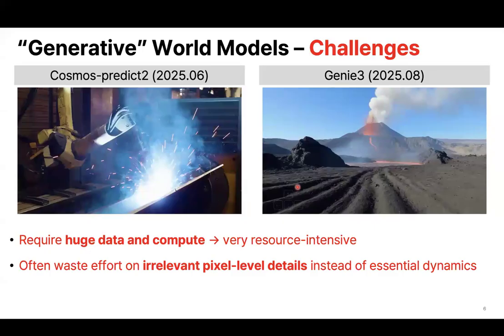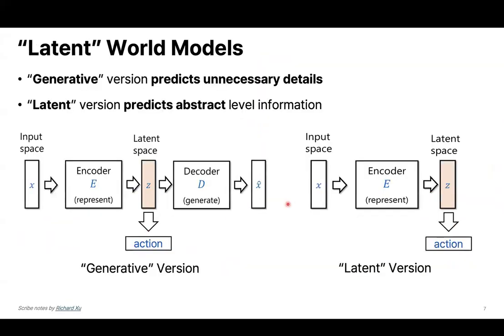So generative world models are strong because they produce realistic simulations, but they are expensive, requiring massive data and compute, and often modeling irrelevant pixel-level details. For reasoning and long-term prediction, we don't always need such fine detail. This is why latent world models emerged. They skip the unnecessary low-level generation and instead learn compact latent states that capture only the essential structure and dynamics of the world. This makes them more efficient while still supporting powerful prediction and planning.